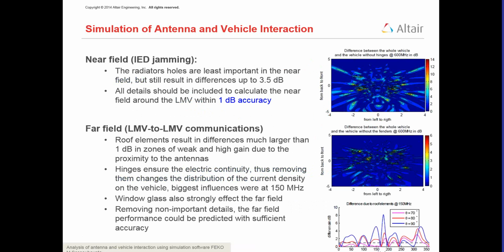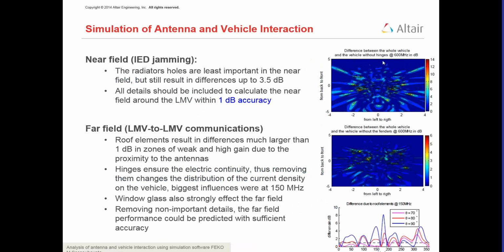And also hinges, for example, they ensure the electrical connectivity between the door and the rest of the body. So if you remove them, that connectivity may be taken away. And so removing non-important details, the far-field performance could be predicted with sufficient accuracy, but knowing what those non-important parts are may be critical to do those calculations.